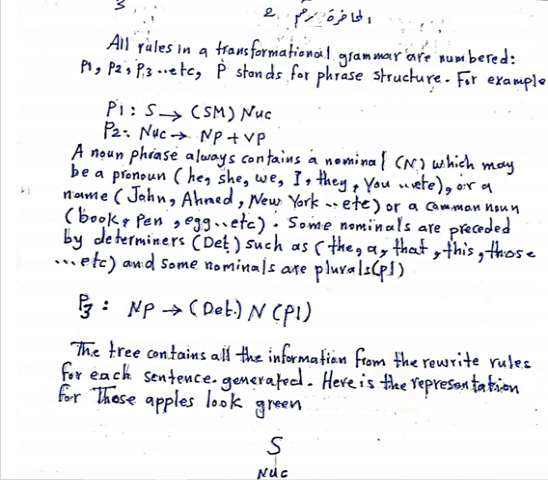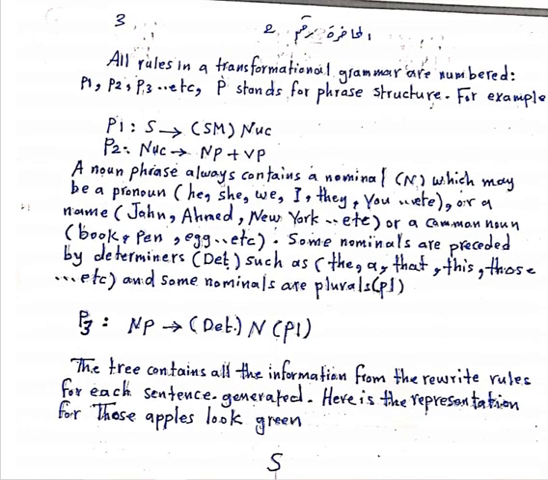In this page, all rules in a transformational generative grammar are numbered. That means we put the rules according to numbers, and we refer to them as P1, that stands for phrase structure 1, P2, phrase structure 2, and P3, phrase structure 3.